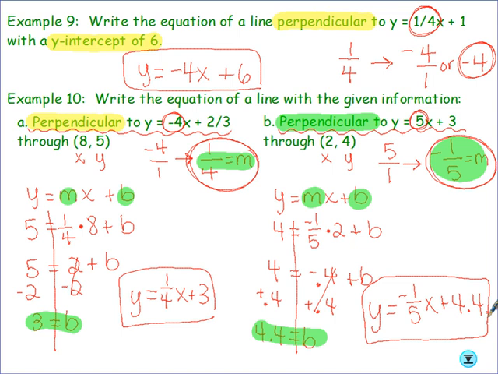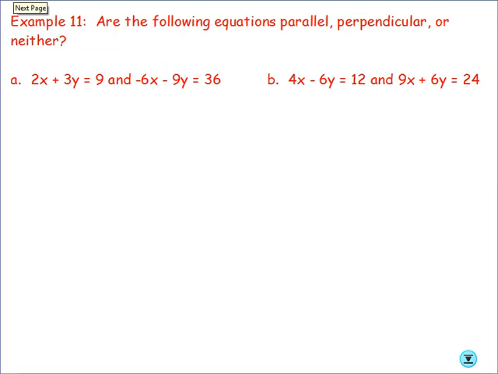All right, last kind of example, totally different. Done with this kind of math. We're trying to decide if these lines are simply parallel, perpendicular, or neither. So to do that, we need to compare their slopes. Well, to compare their slopes, we need y by itself.